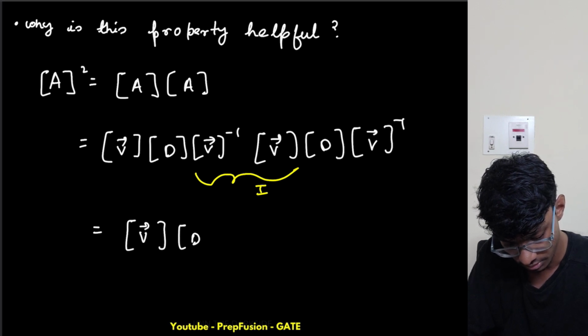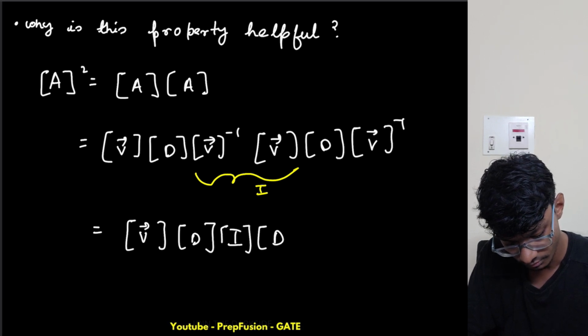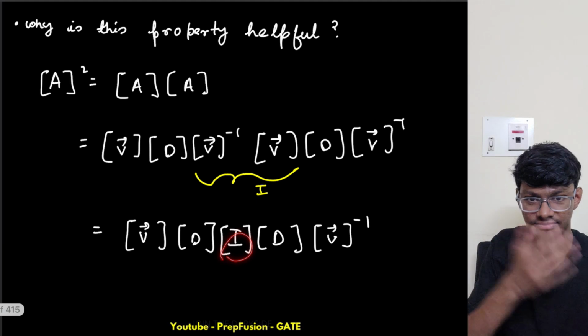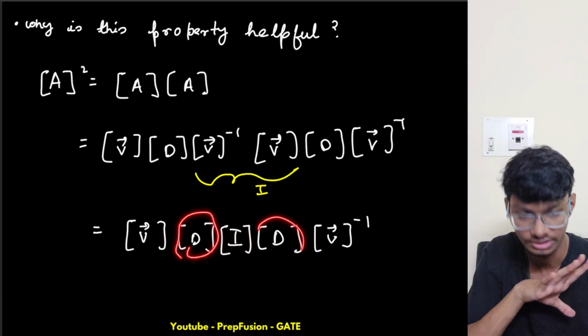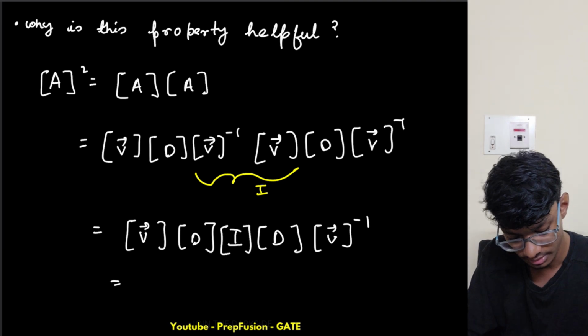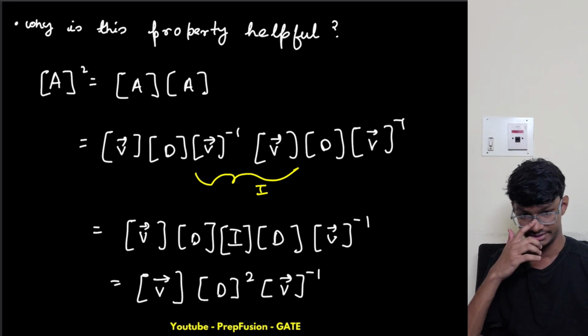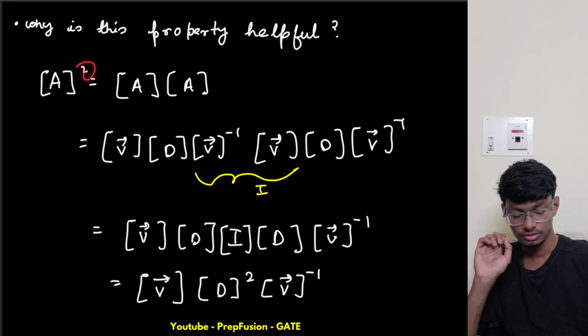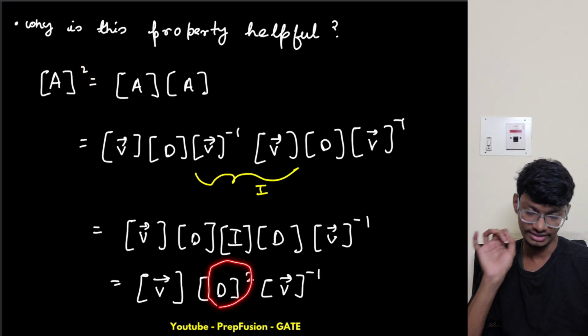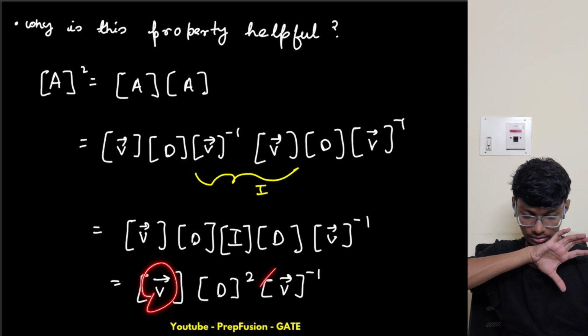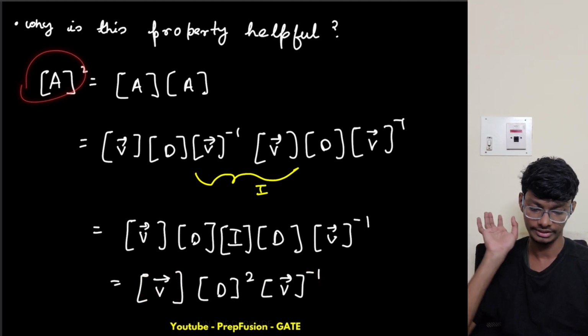V D. Now I have I here. Now this is again D times V inverse. I times anything is that matrix only. So this is D times D. So what is the final result I get? V D square V inverse. What is the thing to notice here? If I do the square, I don't need to compute A square. I just find the diagonal matrix square and the eigenvectors.